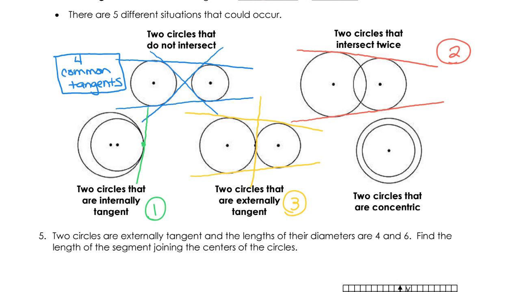In our last situation, we have 2 circles that are what they call concentric. They have the same center, almost like a bullseye or a target. In order to touch the inner circle, we would have to go through the outer circle, though. And we know that tangents can't do that. They can't go through the circle in order to be tangent. So there are 0 common tangents that I can draw in this situation.